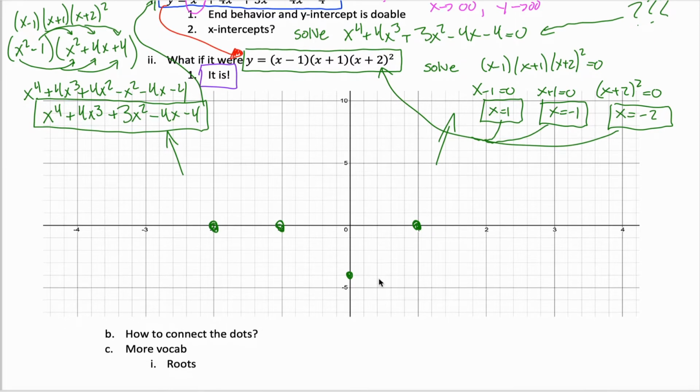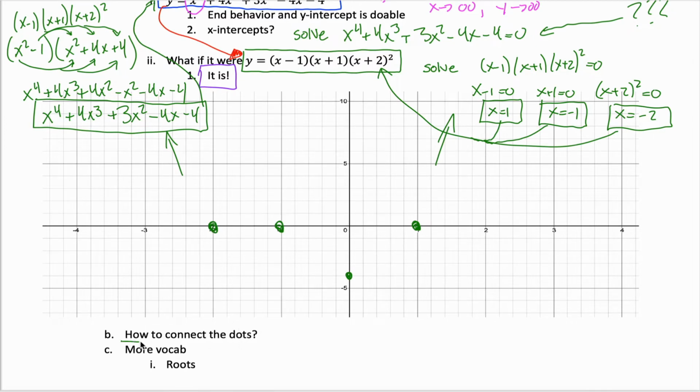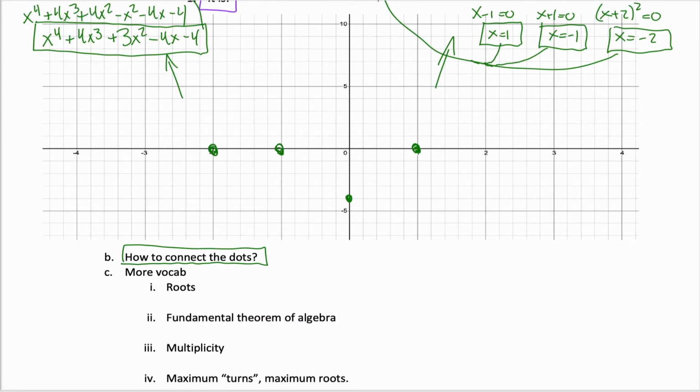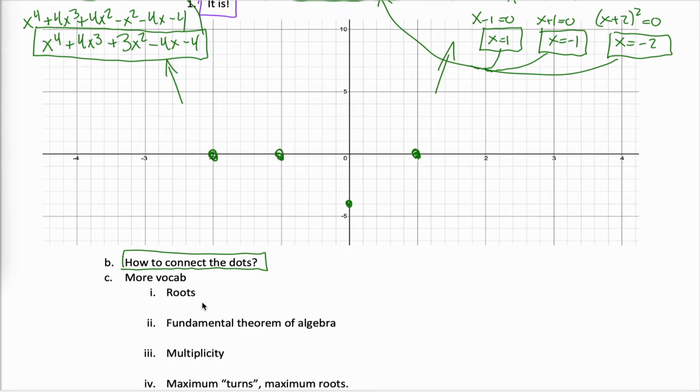Really, all we need to do to finish up our graph is learn how we are going to connect these different dots to the two arrows that we have on either side. And in order to be able to do that, there's a few more vocabulary words that it'll benefit you to understand. So let me get those out of the way. The first one is this word roots. And you don't have to worry too much about roots.